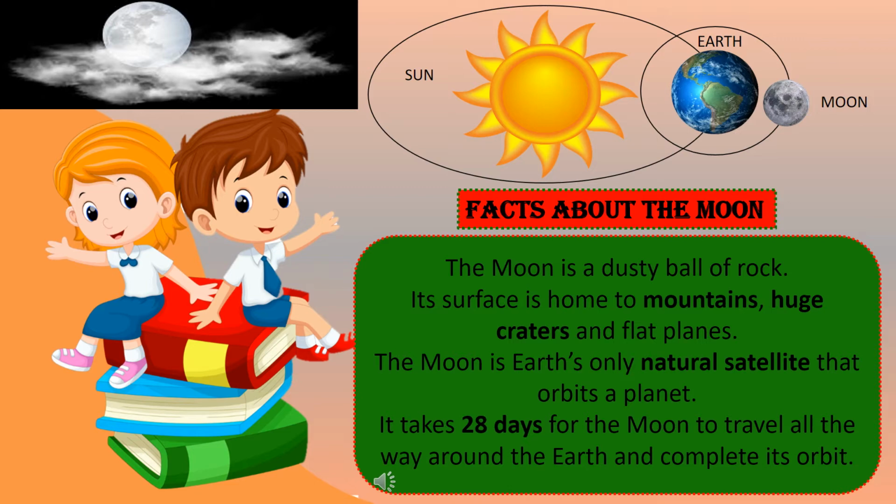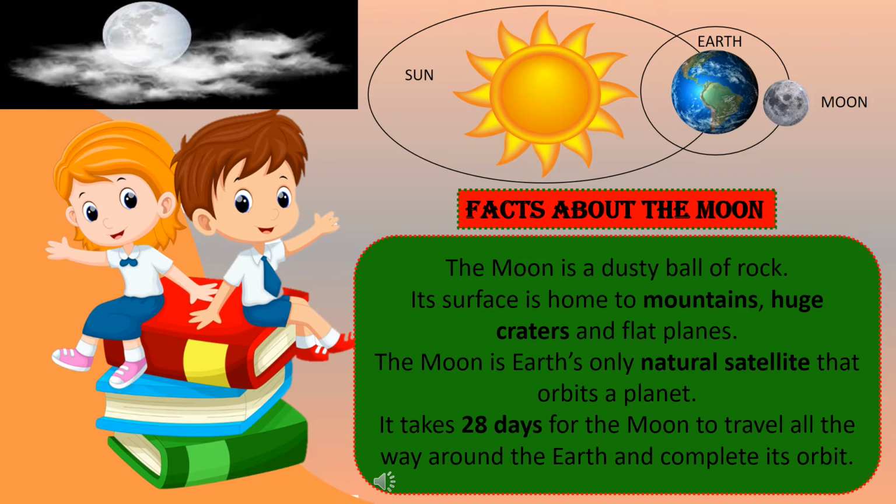Its surface is like mountains and huge craters. Crater means big holes on the surface. There are many big holes on the surface of the moon, and there is a reason behind these craters that you don't need to learn about right now. But there are huge holes called craters on the surface of the moon, including flat plains.